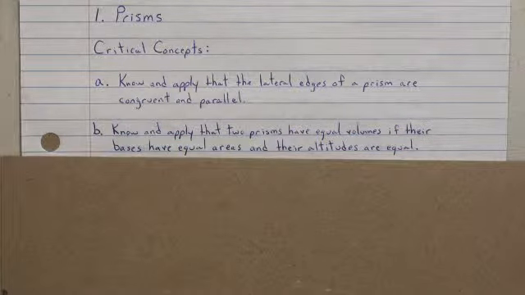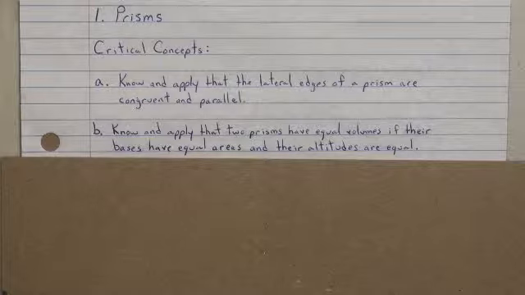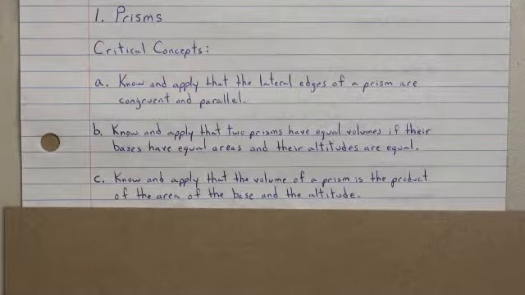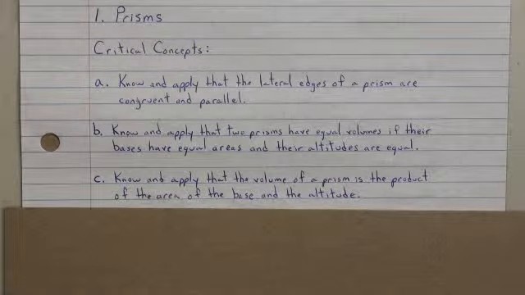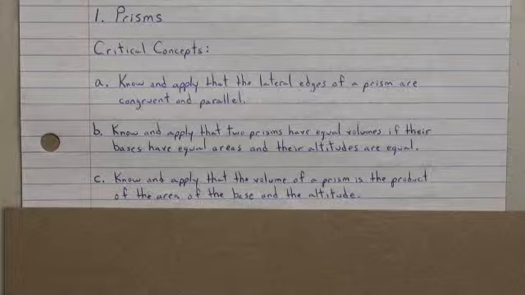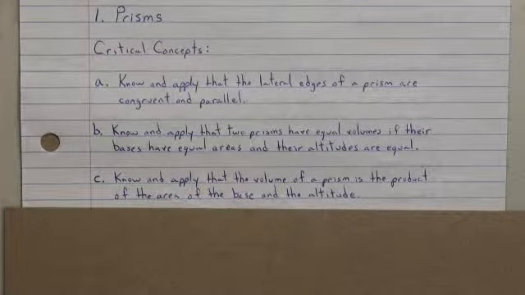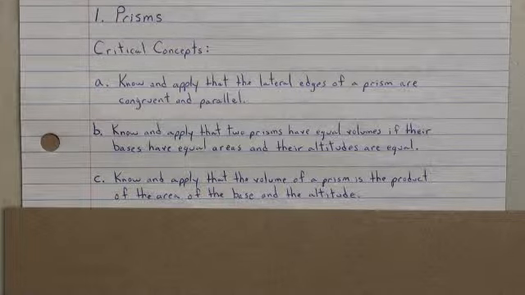The second thing, B, is we have to know and apply that two prisms have equal volumes if their bases have equal areas and their altitudes are equal. Alright? And altitude is another word for height. And the last most important concept is that we need to know and apply that the volume of a prism is the product of the area of the base and the altitude, also known as the height.